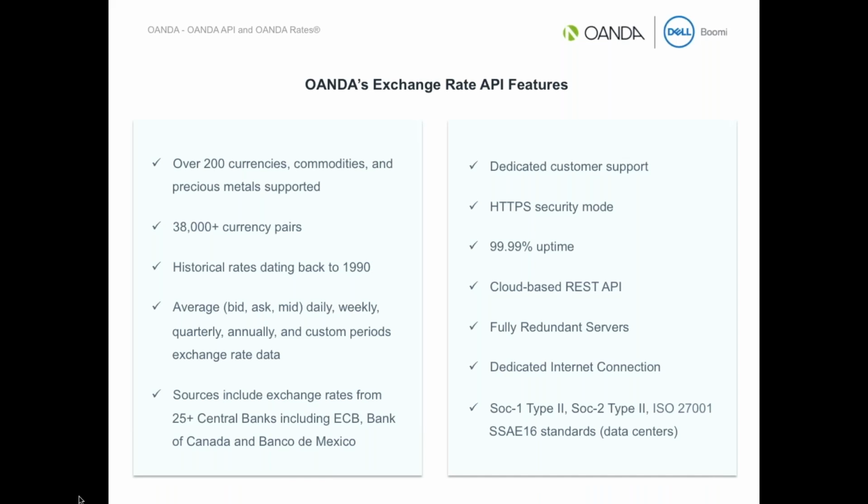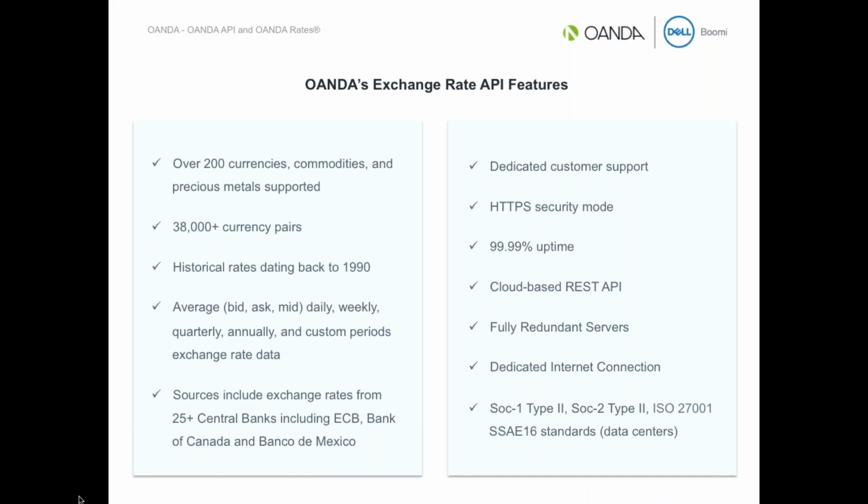So with that, that's a little bit about OANDA. I wanted to pass the baton over to AJ Remlinger, who's our product manager. He's going to walk you through the specific features of our exchange rates API, and then I'll circle back on how you can utilize that within Dell Boomi.